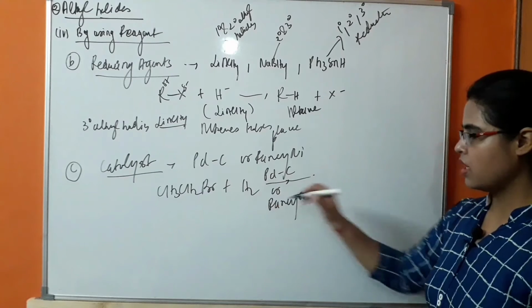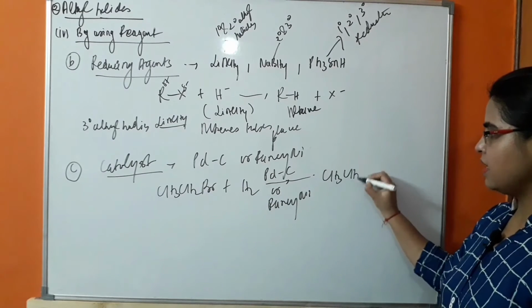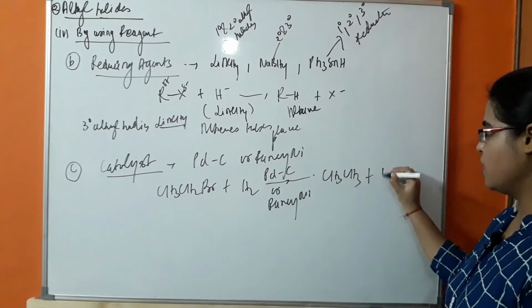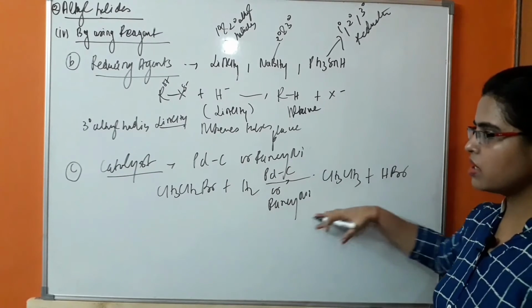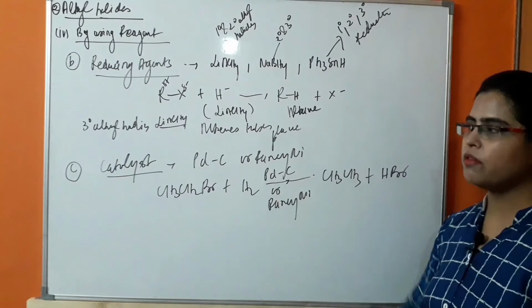Okay, so there will be formation of alkane, that is ethane, and removal of HBr takes place. Okay, so this will be the reduction method in the presence of catalyst.